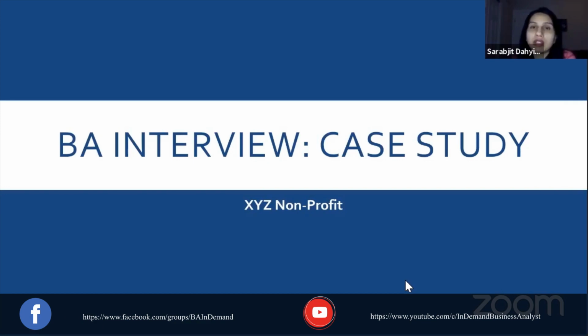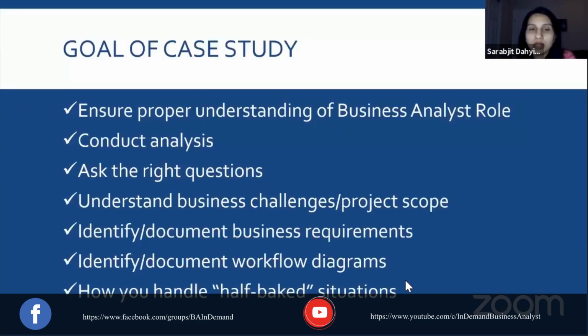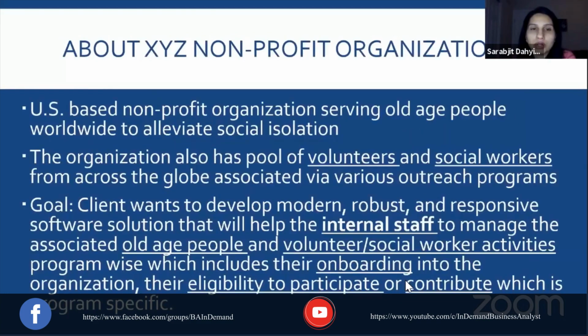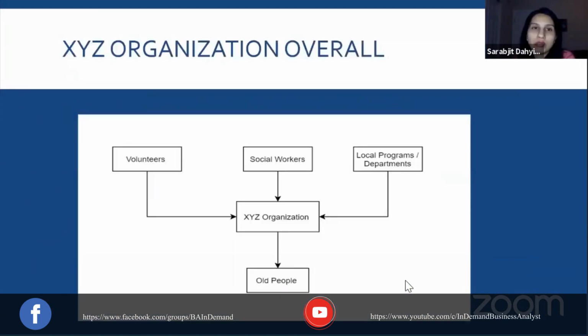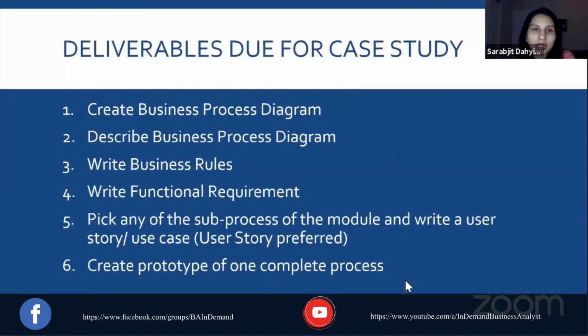Today's part 3 in the series. So let's just go over what the case study was for. It's actually for a nonprofit organization. They outlined some of the issues and problems that they were having, and they wanted us to provide artifacts. And these are the artifacts that were due. Create a business process diagram. We did that last week. Describe the business process diagram. Again, we did that last week. Business rules and functional requirements. We did 1 through 4 last week.